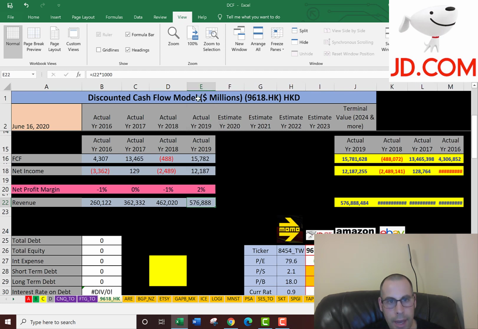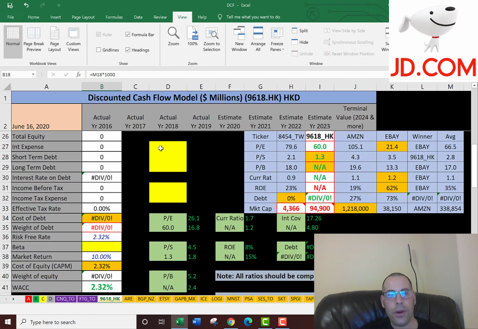You can see they have a negative free cash flow and negative net income one year, and also another year where they have positive free cash flow and negative net income. So that makes it more difficult to value a company if the numbers aren't consistent. They also have really good revenue growth year to year, so that's a really good sign that the company's growing.